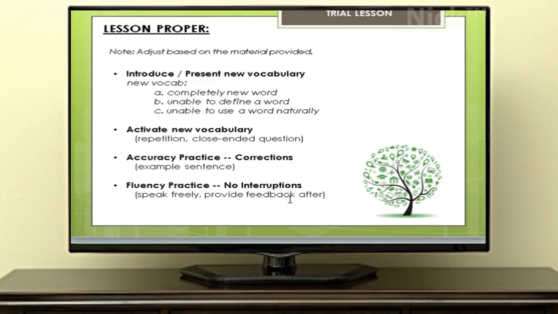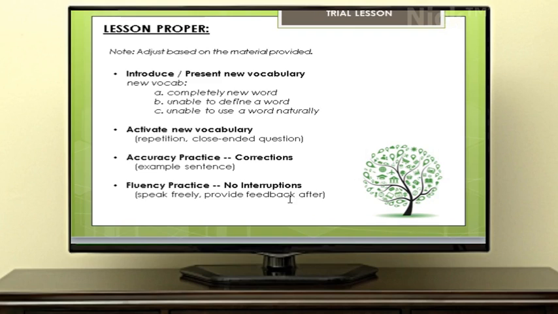We have accuracy practice where we focus more on corrections, taking notes of common mistakes, pronunciation mistakes, it can be grammatical mistakes, or some lapses or lack of vocabulary. And we ask them for example sentences. And then we have fluency. Fluency practice is where we avoid interruptions, where students can speak freely and express their thoughts so that we can check their sentence structure. Of course, we take note of common mistakes, but we provide feedback right after.